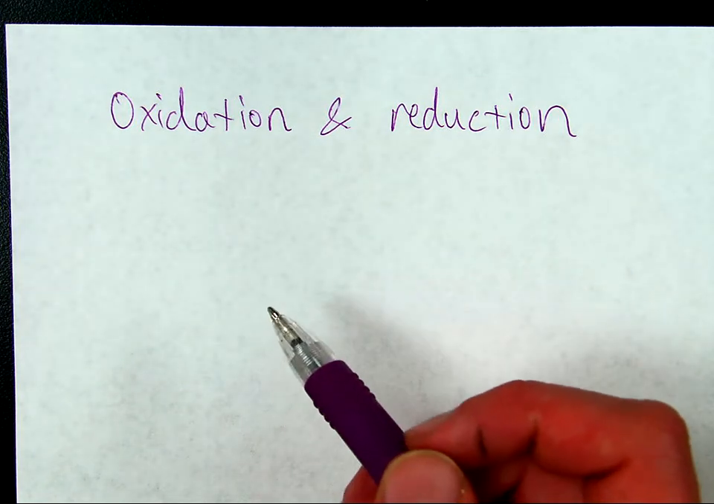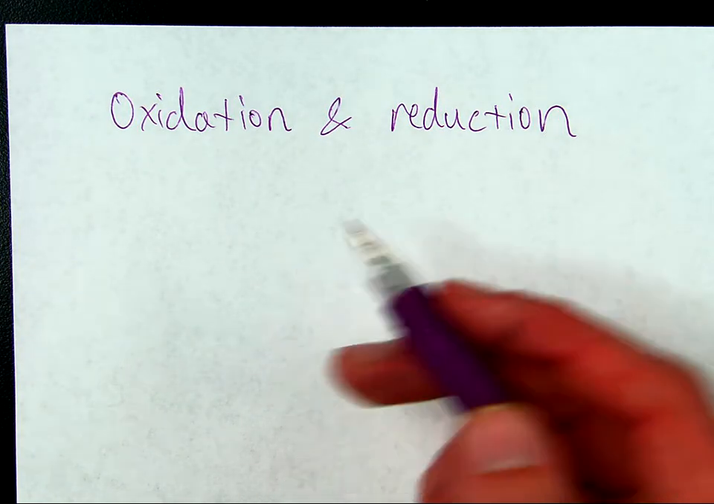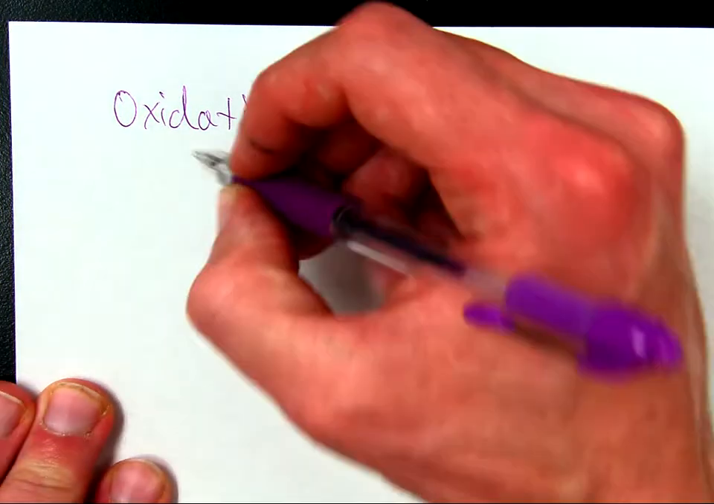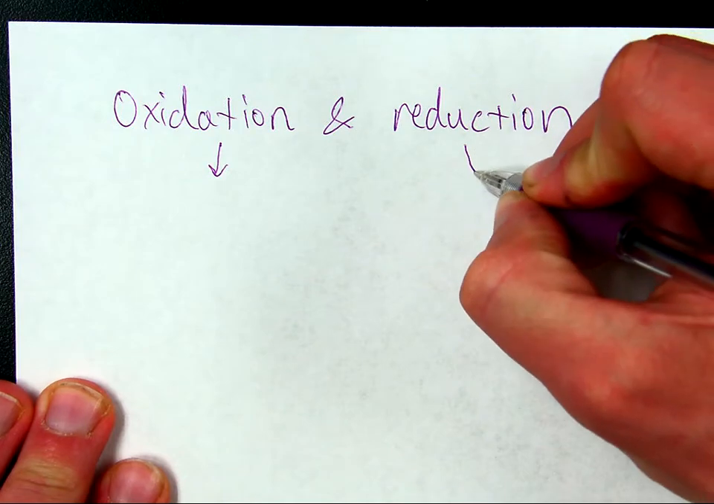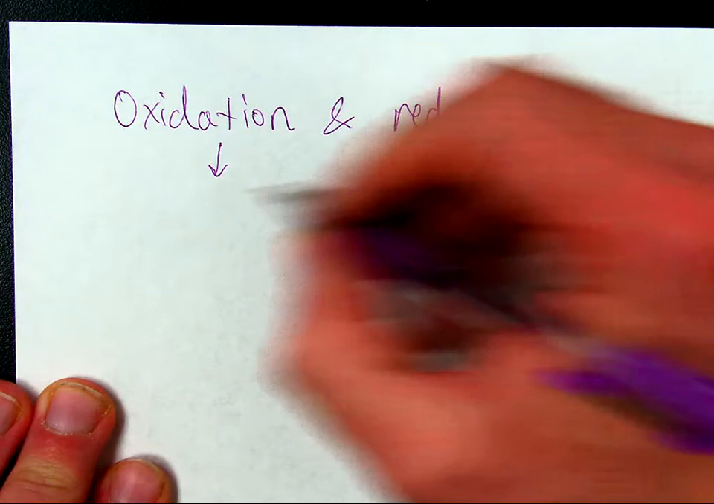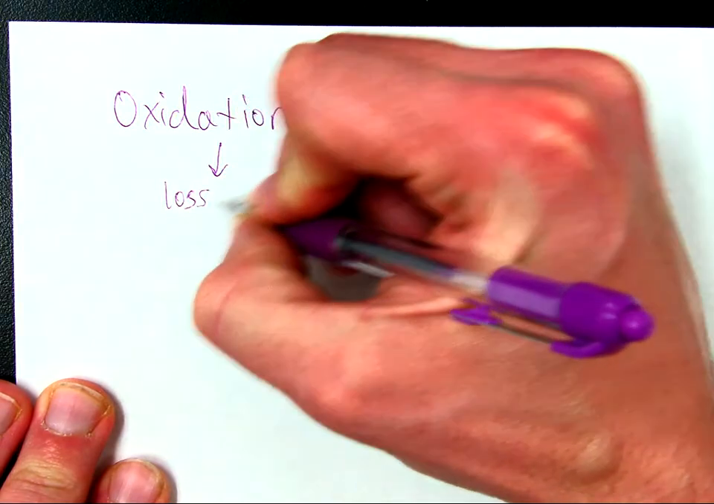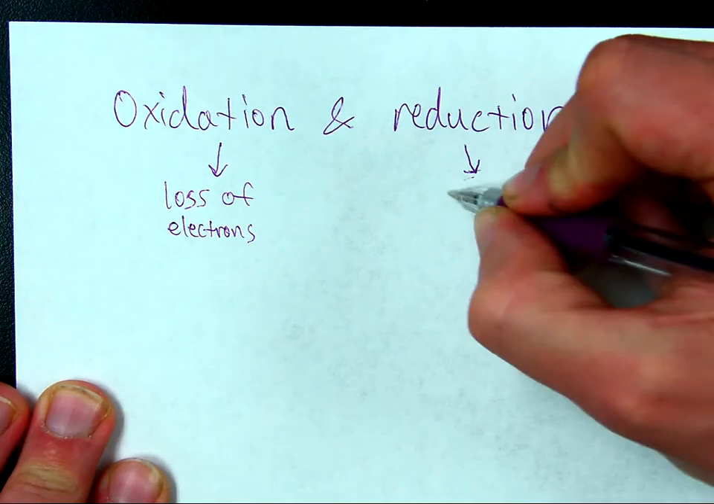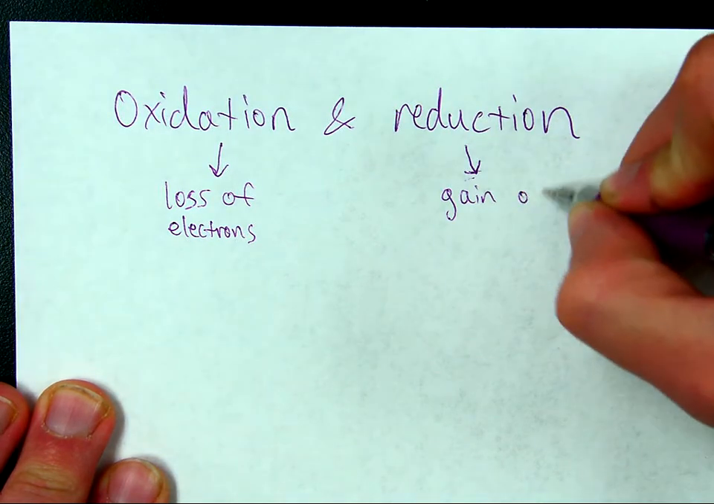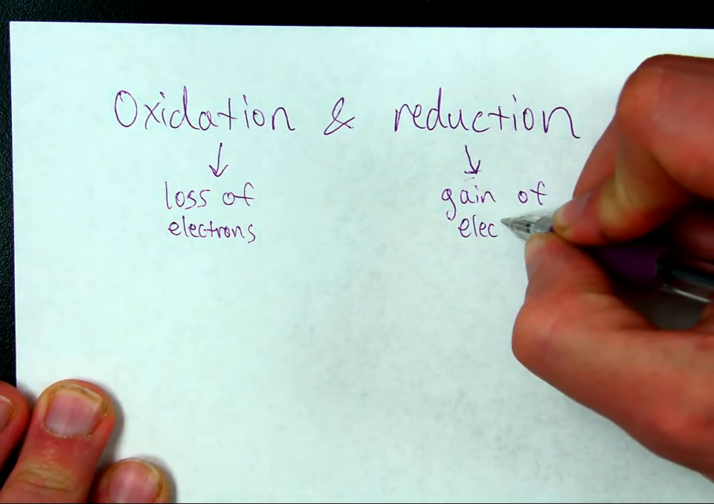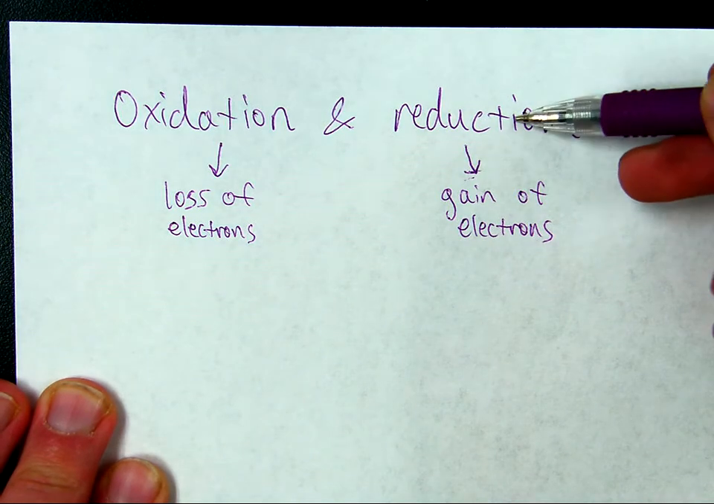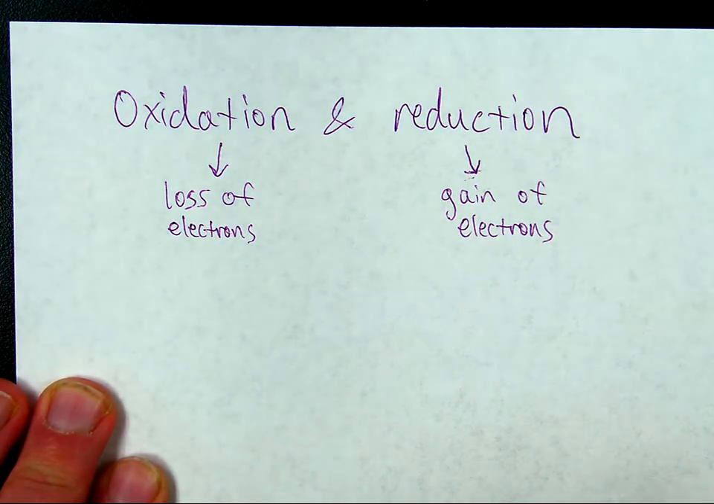Now, in chemistry, here is the definition of oxidation and reduction. Oxidation is loss of electrons. Reduction is gain of electrons. I know, it sounds like opposites, right? Reduction means gaining electrons. Well, there's reasons behind it, but that's the definition.